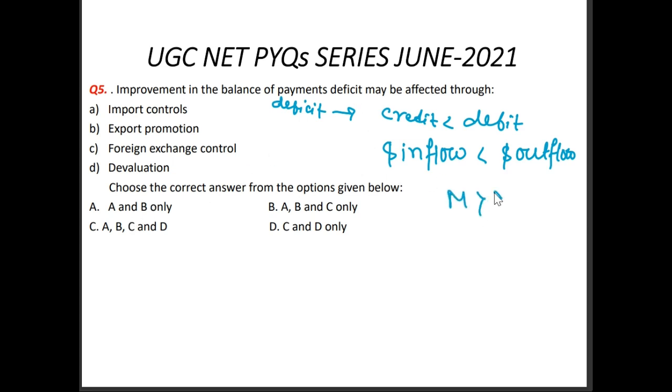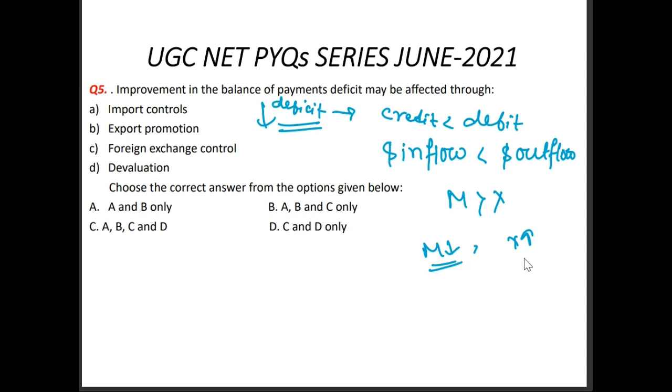जब इंपोर्ट इज ग्रेटर देन एक्सपोर्ट. क्यों? क्योंकि इंपोर्ट का मतलब है डॉलर आउटफ्लो. तो जब इंपोर्ट ज्यादा हो जाता है एक्सपोर्ट से, तब बैलेंस ऑफ पेमेंट डेफिसिट होता है. दैट इज, इंपोर्ट इज ग्रेटर देन एक्सपोर्ट. सो हम लोगों का डेफिसिट कम करने के लिए इंपोर्ट घटाना होगा और एक्सपोर्ट बढ़ाना होगा.